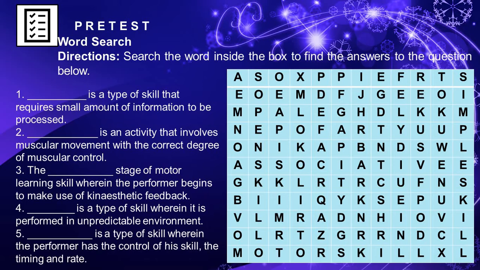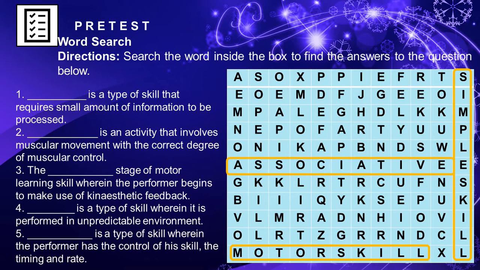Let's check your answer. For number 1, the answer is simple skill. Number 2, the answer is motor skill. Number 3, the answer is associative. Number 4, the answer is open skill. Number 5, the answer is self-pace.